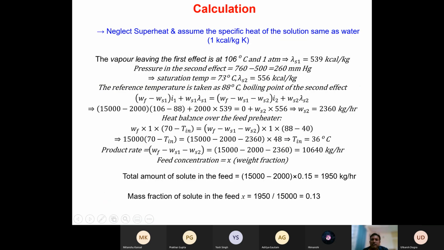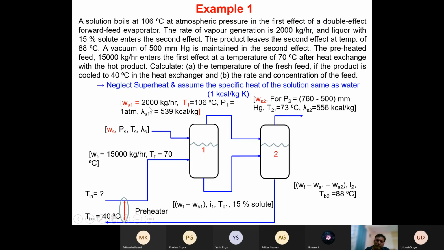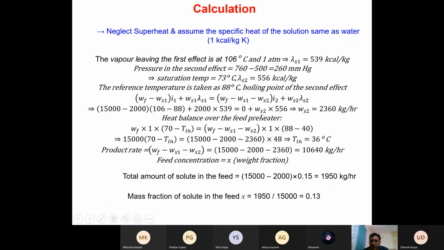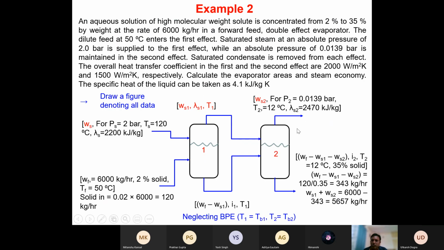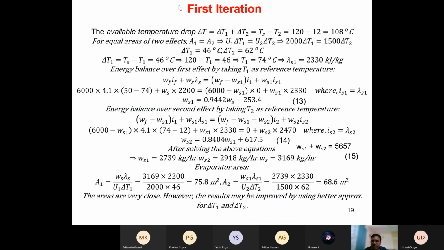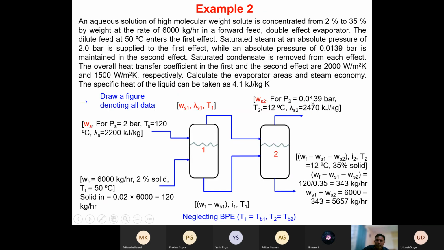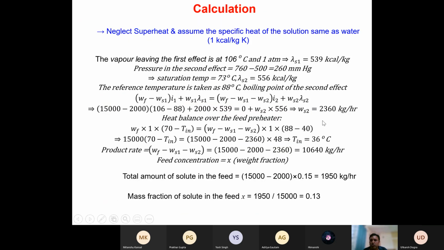Plus this 2000 into 539, because 2000 is the WS1 and lambda S1 is 539, and that should be equal to this first term, which becomes 0, plus WS2 into 556. So by back calculating, we get WS2 is equal to 2360. So we have obtained how much is going to be evaporated here. That comes out to be 2360.